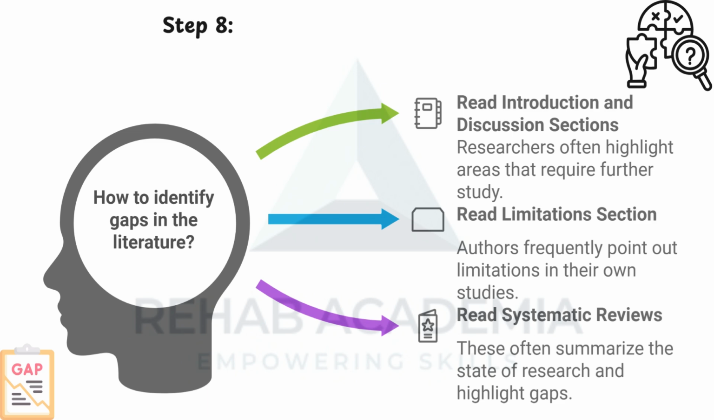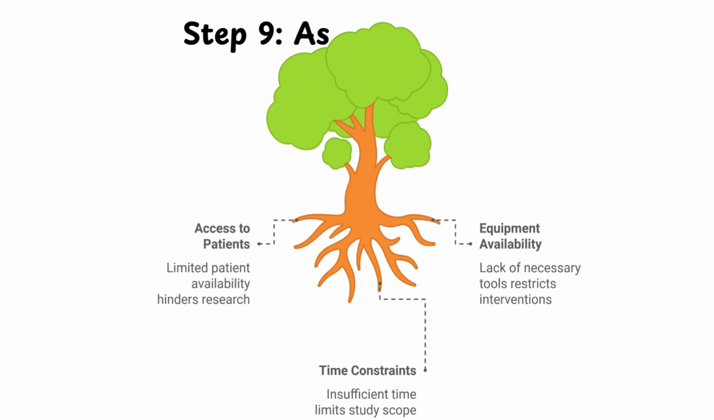To make an original contribution, you must identify a gap in the current literature. Focus on the introduction, discussion, and limitations sections of research papers to find areas needing further study. For example, you might discover that while robotic therapy is well studied, its effect on fine motor skills compared to traditional methods remains unclear.